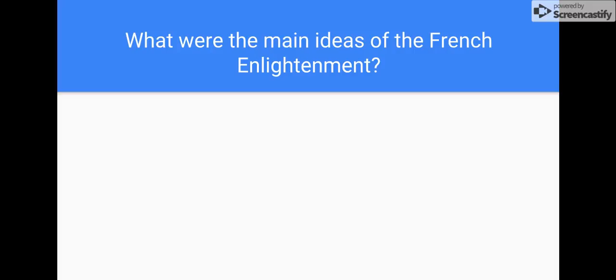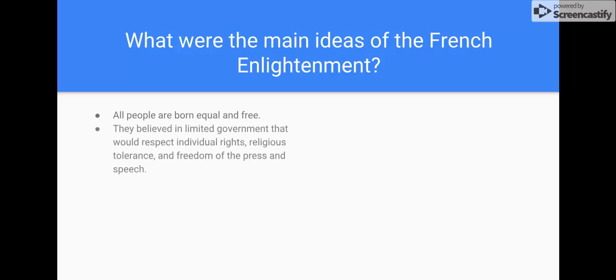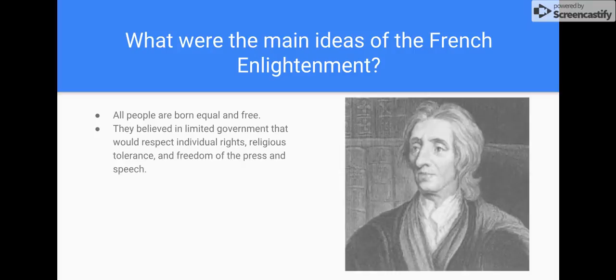What were the main ideas of the French Enlightenment? We're talking specifically about the French Enlightenment, so this should be pulling from the Enlightenment in France text reading that you did. All people are born equal and free. They believed in limited government that would respect individual rights, religious tolerance, and freedom of the press and speech.